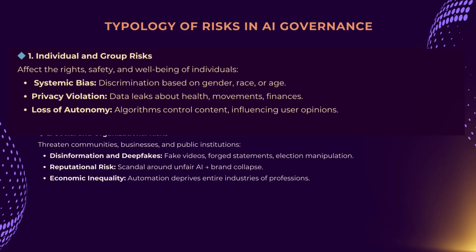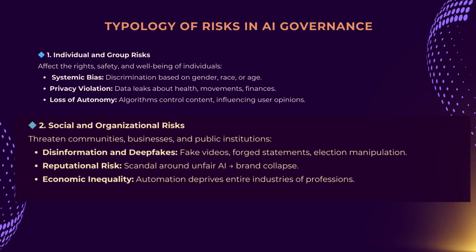A separate type of risk is the loss of autonomy. For example, a recommendation system determines which news it will show, and the user loses control over the formation of their own opinion. We move up a level, social and organizational risks. Here, the consequences go beyond a single person and affect entire communities or the reputation of companies.